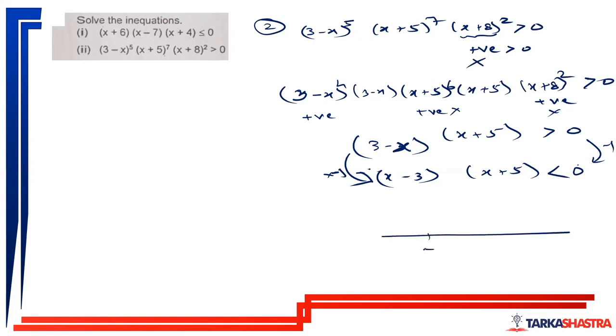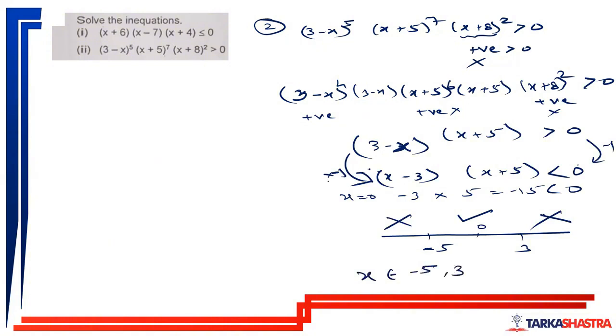Let us try to plot it. This will become -5, this will become positive 3. We generally try for 0. When x is equal to 0, this is -3, this is 5, which is -15, which is less than 0. So it will work for this range. If it is acceptable for this range, it will not be acceptable for the other ranges. So x belongs to (-5, 3). We don't have the equal to sign, so round brackets. For all the values between this range, the condition will be satisfied.